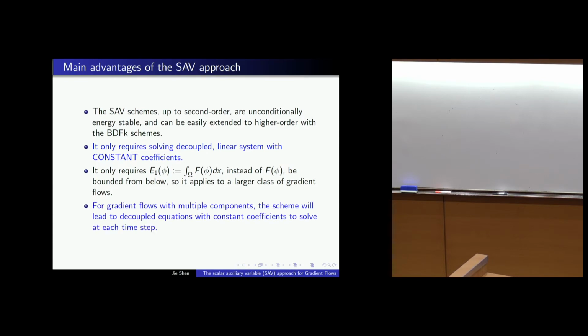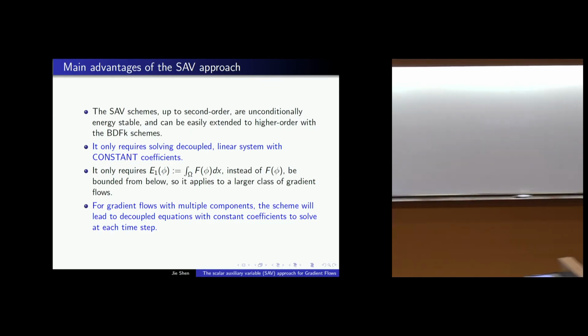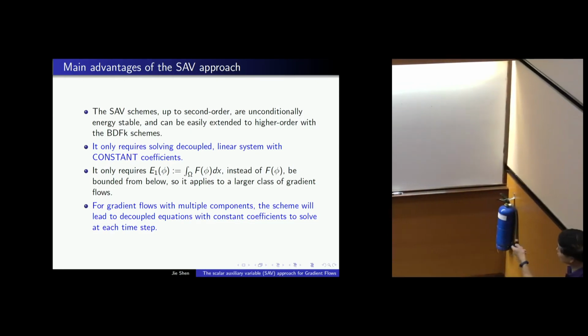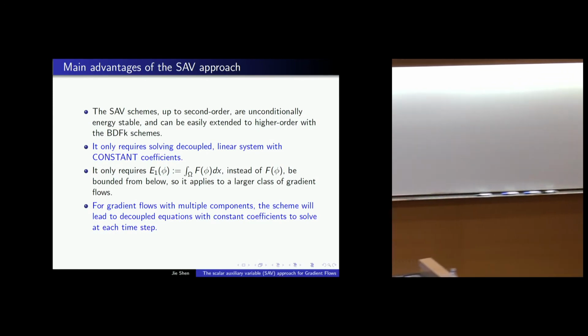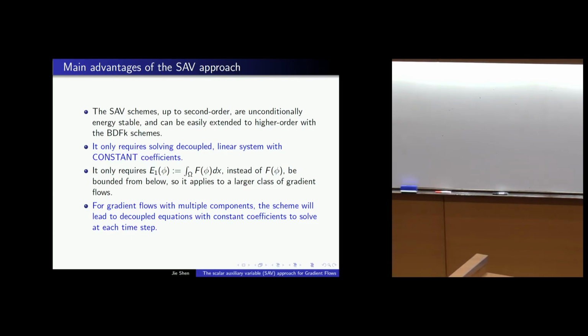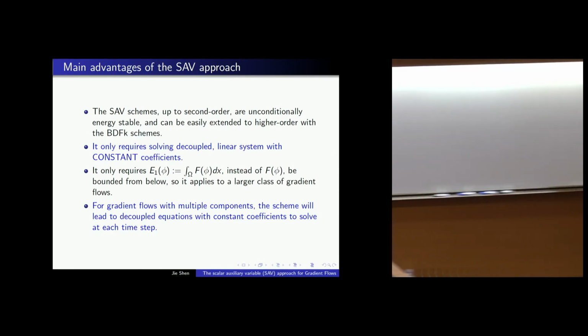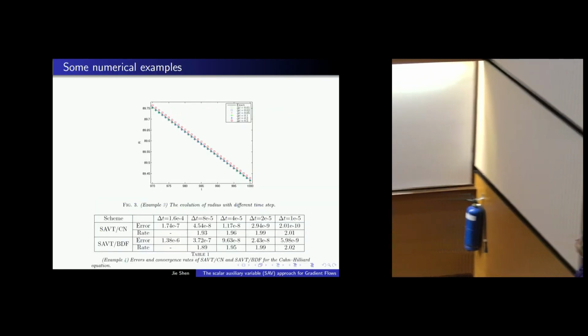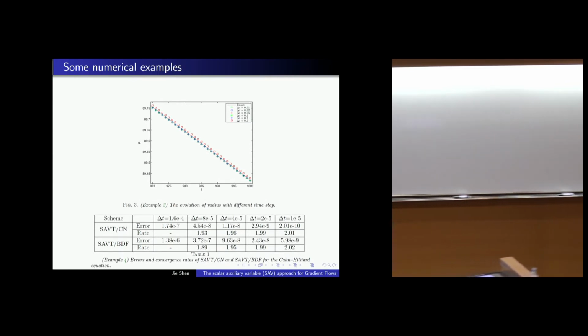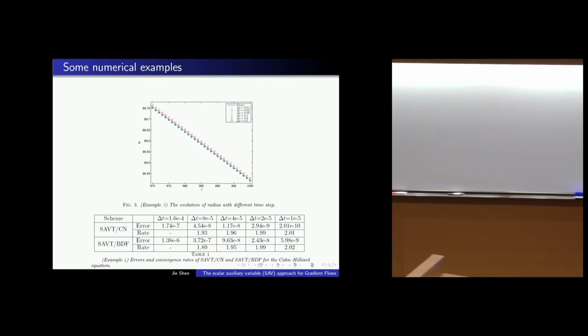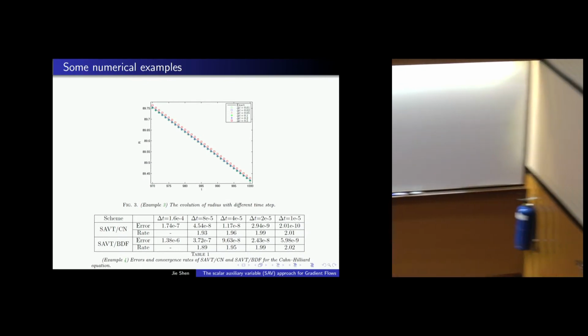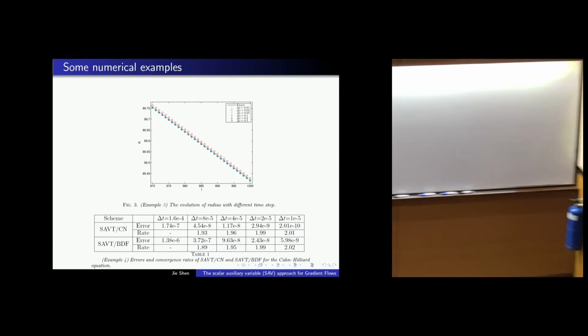Later we're going to show how to do this with multiple components. With multiple components, no matter how many components, you can decouple them and still be unconditionally stable. So this is the essence of this approach. And now I'm just going to show you some numerical results, some error analysis, and depending on how much time I have, I will show you some applications to different kinds of situations.